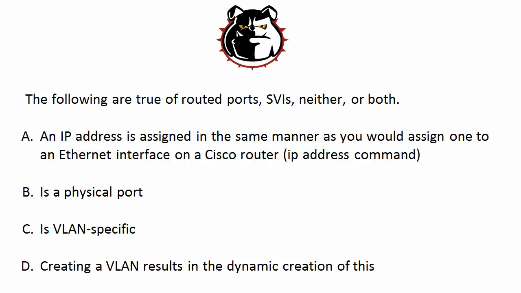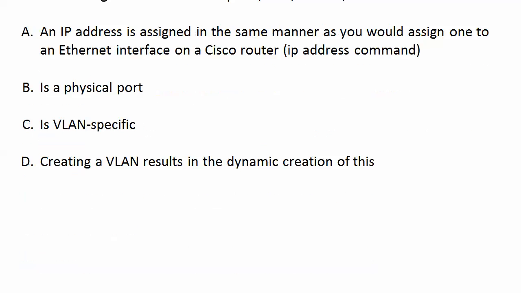For those of you just listening, you'll be happy to know that's the longest statement of the four. B is a physical port. C is VLAN specific. D, creating a VLAN results in the dynamic creation of this. And we will go over the answers in just a moment.